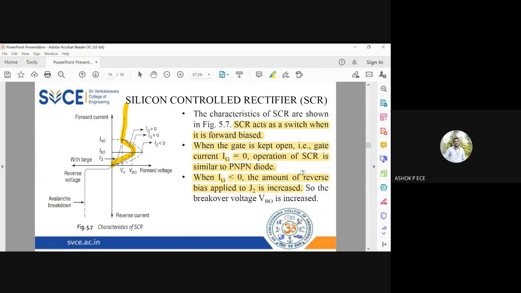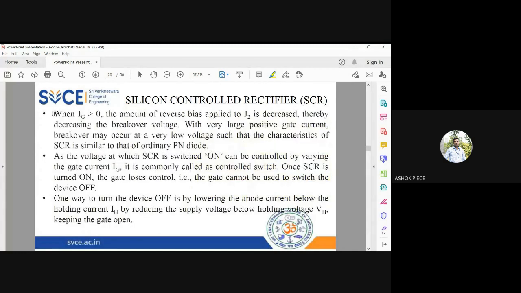So you can see that when you give negative voltage to the gate, the device will take a higher voltage to achieve breakover. At the same time, if you give a positive voltage to the gate, then the breakover voltage is achieved at a much lesser voltage. So with a large positive gate current, breakover will happen at a very low voltage. That is the characteristics of SCR, similar to a PN junction diode.